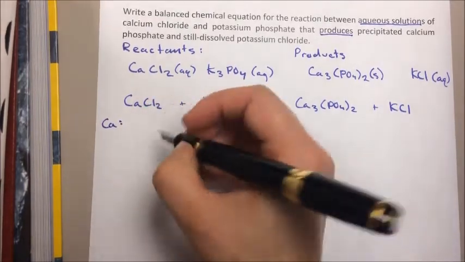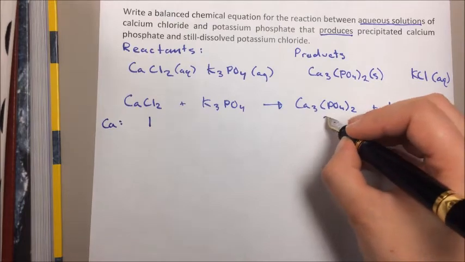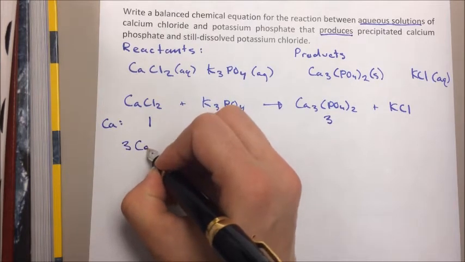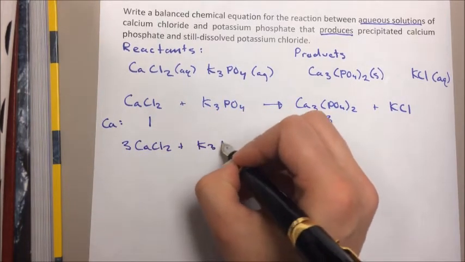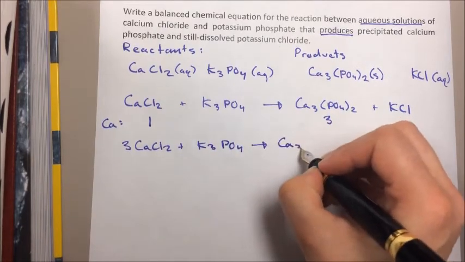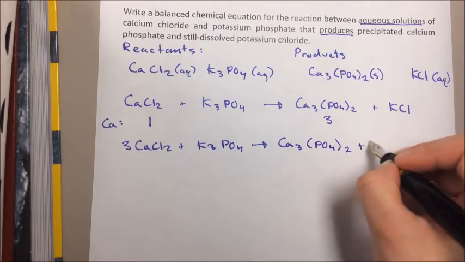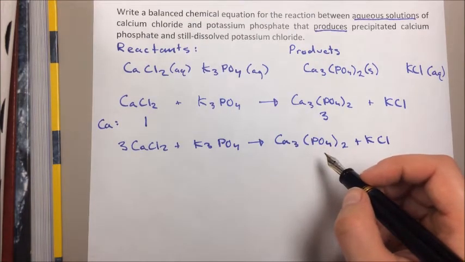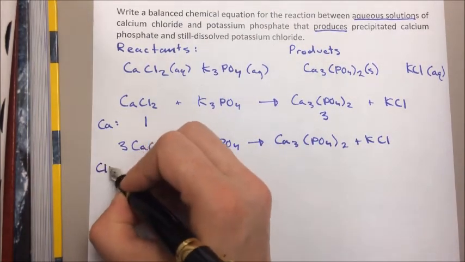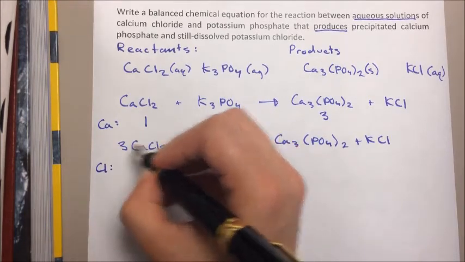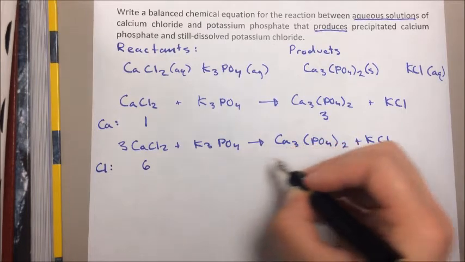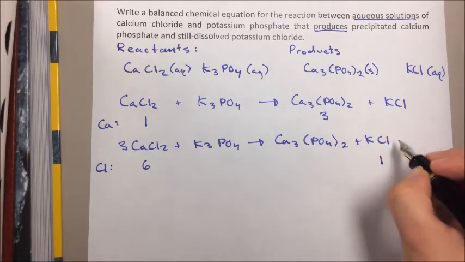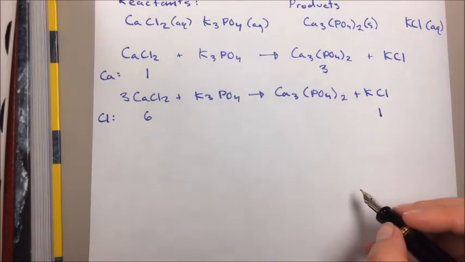So on this side we have 1 calcium. On the product side we have 3, which means I need to put a coefficient of 3 in front of this calcium chloride to balance it. So now I've got 3 calciums on either side. A convenient place to go next would be chlorine. So on this side, I have 2 times 3, or 6 chlorine atoms, whereas on the products I only have 1. Therefore, I need to put a coefficient of 6 in front of the KCl to balance out the chlorine.